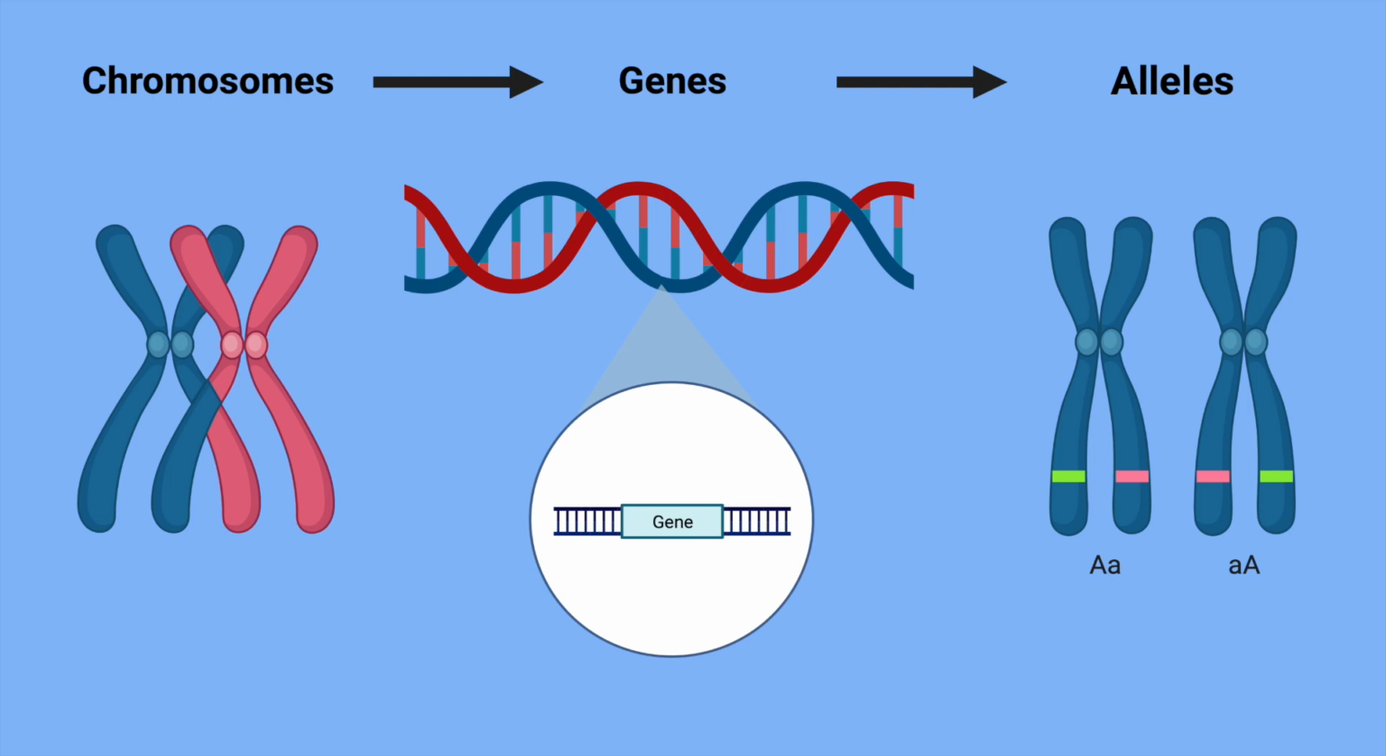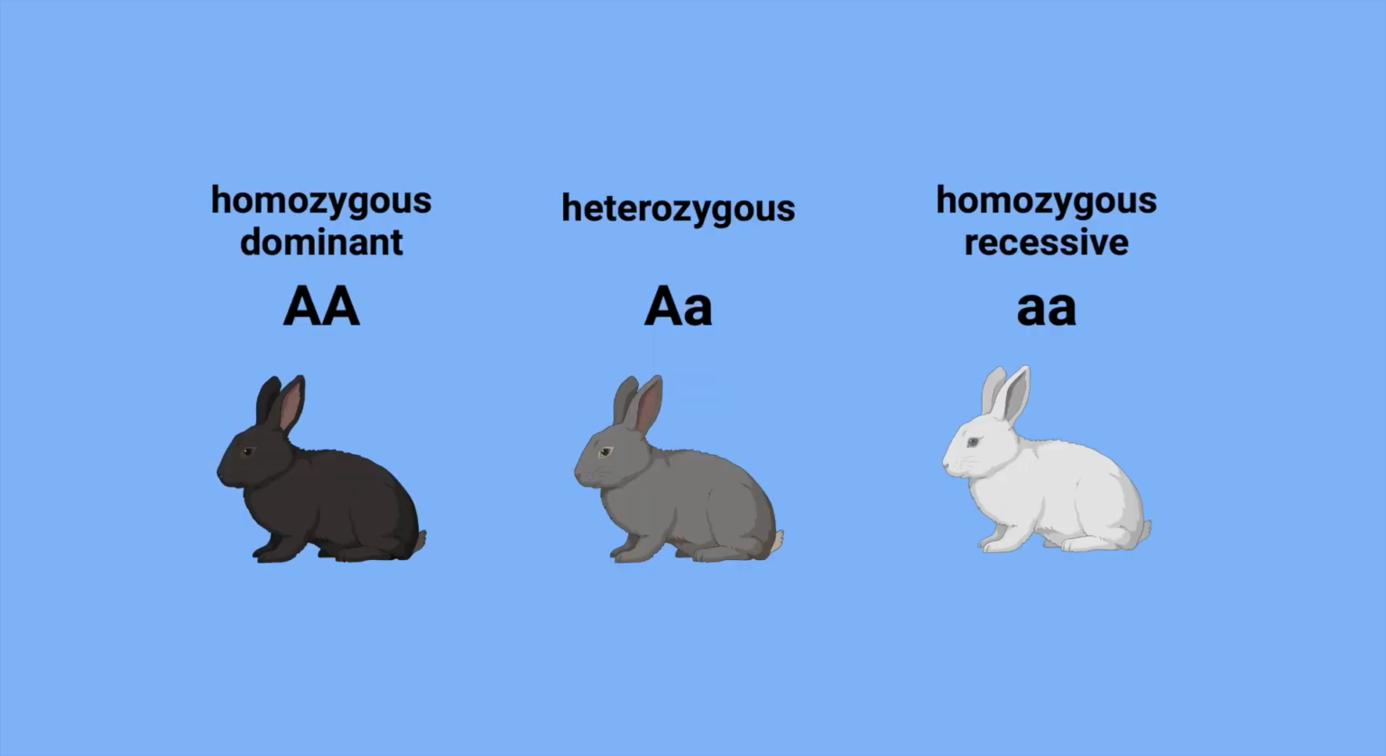While multiple alleles can exist for a particular gene, for example, a brown, black, or red allele for eye color, a diploid individual will only have two alleles. These alleles may be the same, meaning the individual is homozygous, or different, meaning the individual is heterozygous.